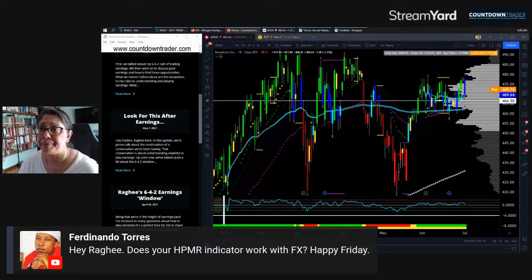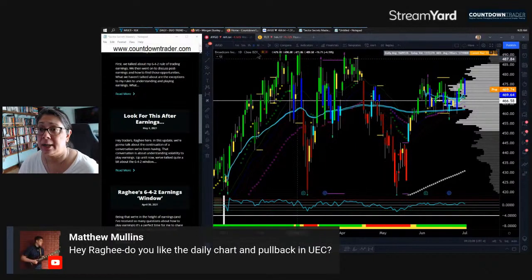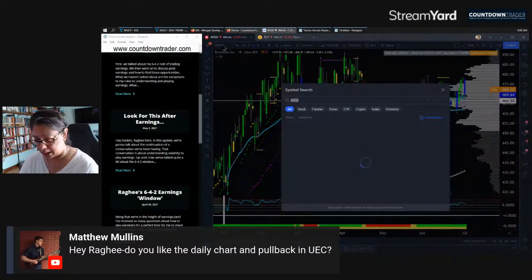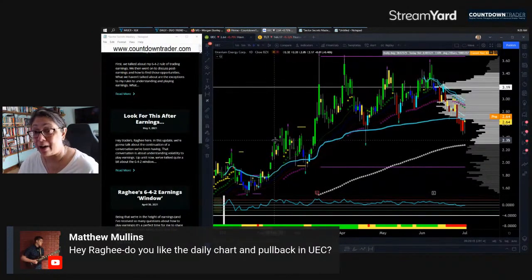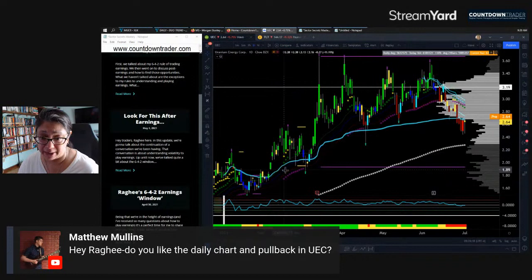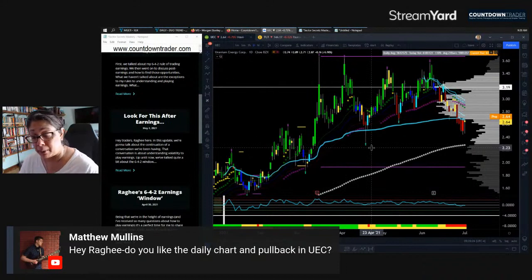Do I like the daily chart? And hey there, Matthew. And a pullback in UEC. I don't view this as a pullback, my friend. This is actually chop heading down to possibly an oversold buy support. So pullbacks would require more of a look like this, right? That would be a pullback.